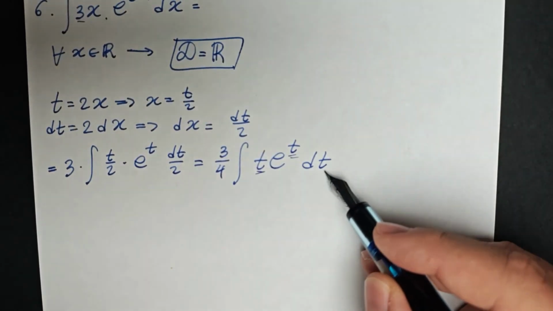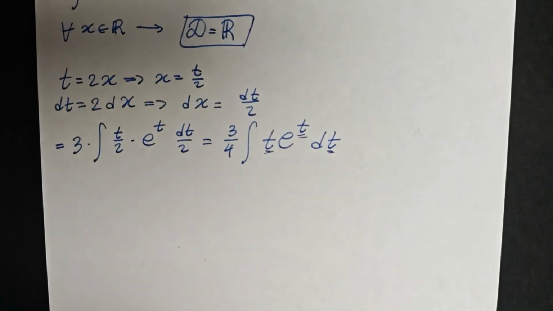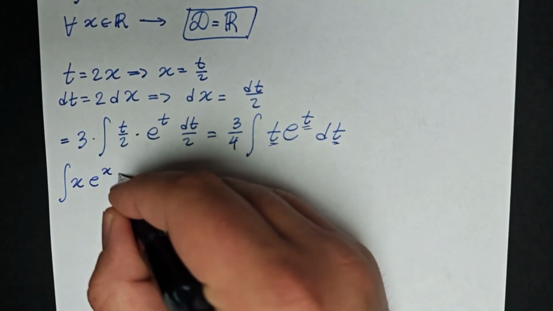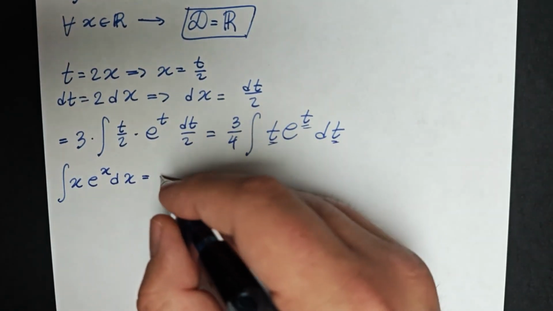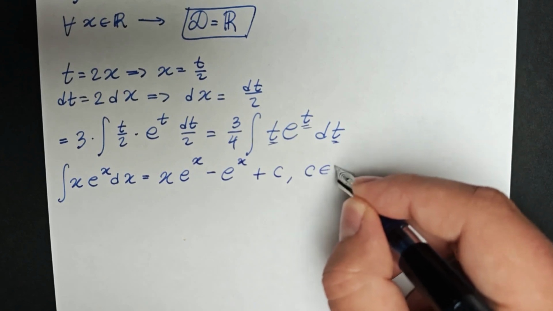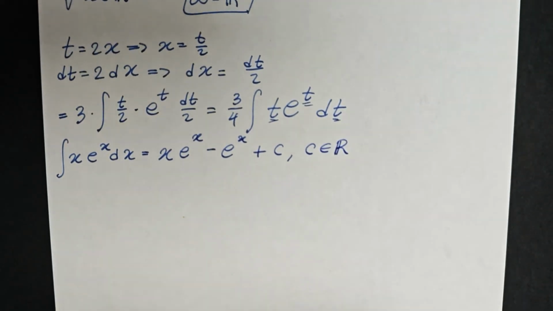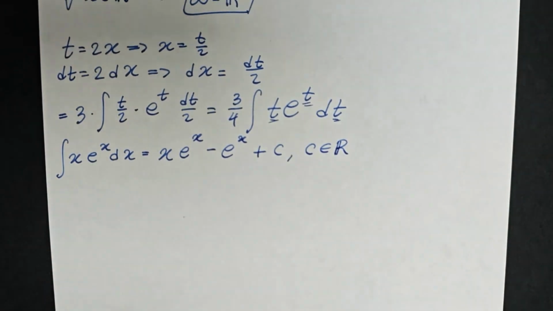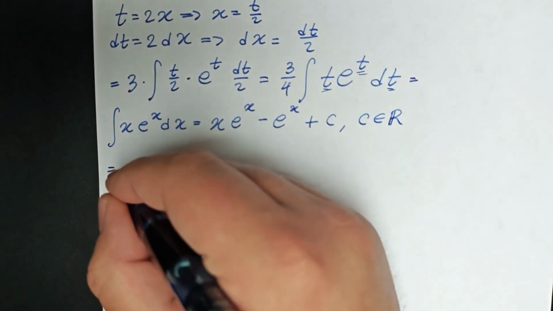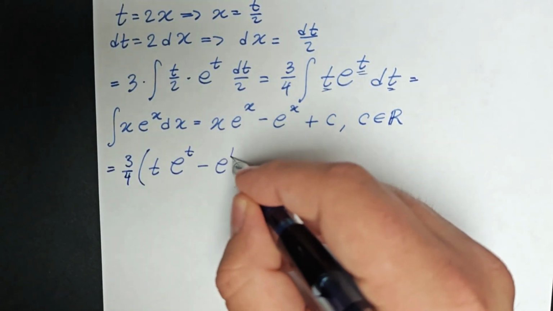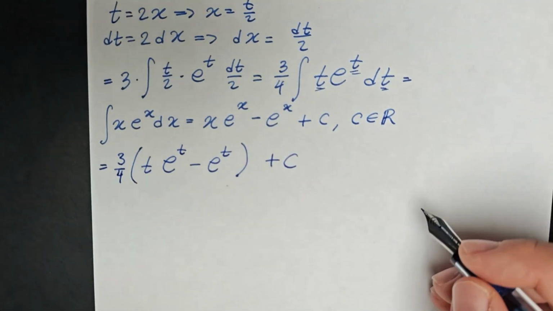This variable t which appears in this integral is something that we call a dummy variable. We had an integral at the beginning, x e to the power x dx, and that was x e to the power x minus e to the power x, plus c, where that c was a real number. So if for the dummy variable x we put here the dummy variable t, we are going to get the solution for this. So this is equal to 3/4 of t e to the power t minus e to the power t, plus that constant c.